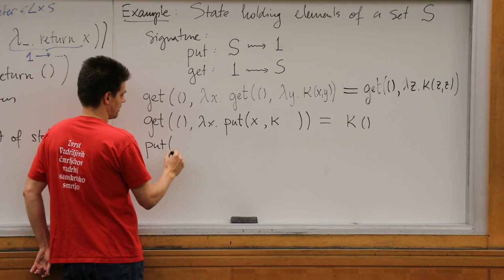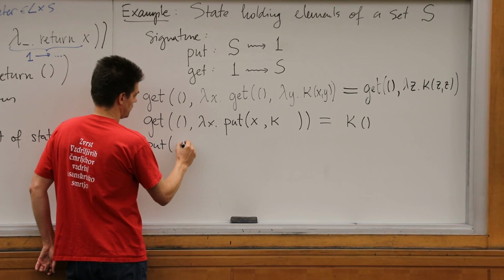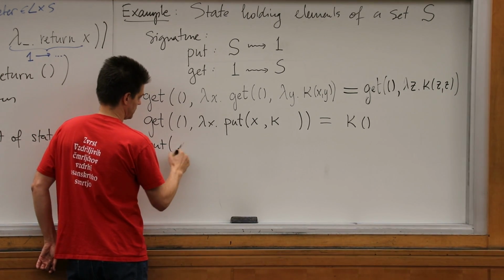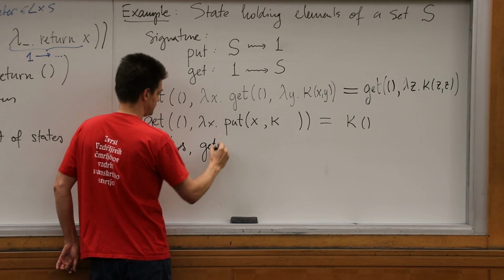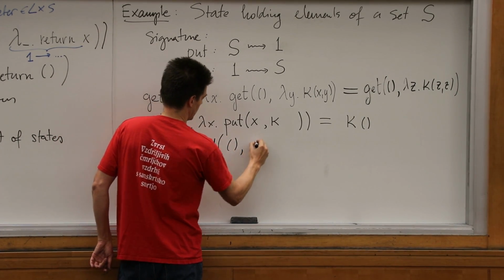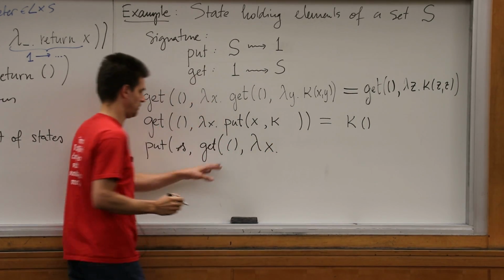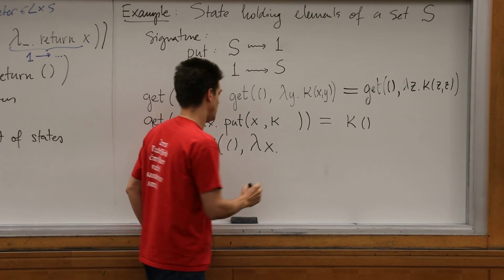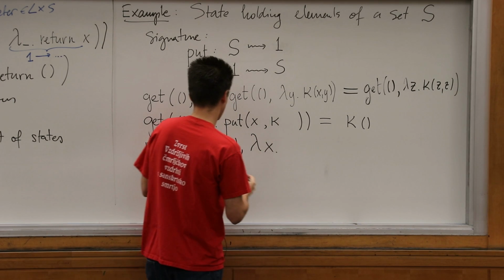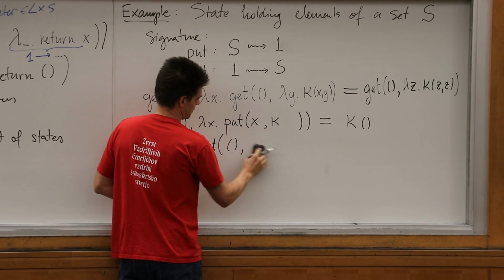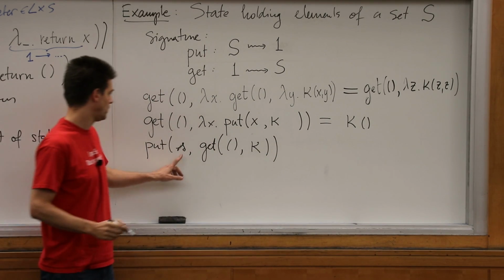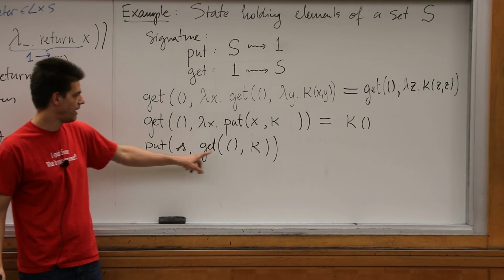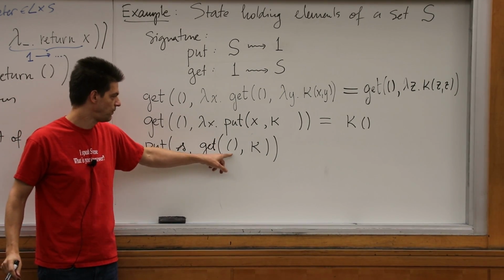So how about this one? We put something into the state, like we set it to little s, and then we read it. And we say, oh, look, it's x. And then we do something with it. So I can just write it like that. So first we set the state to little s, then we read it, and then we're going to feed that into kappa.